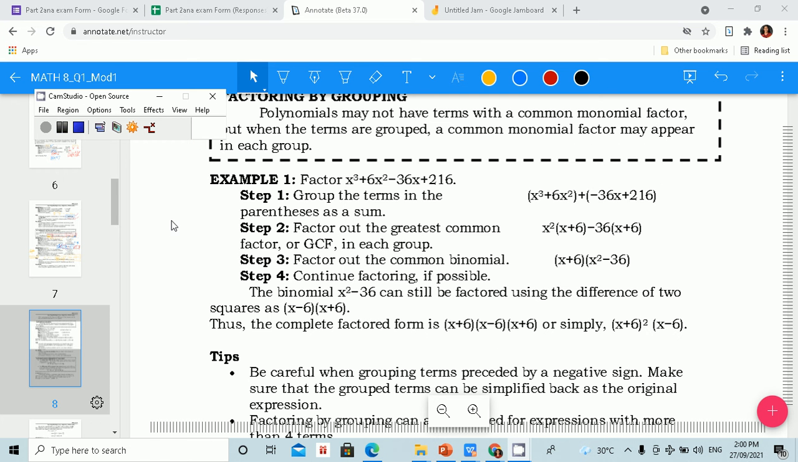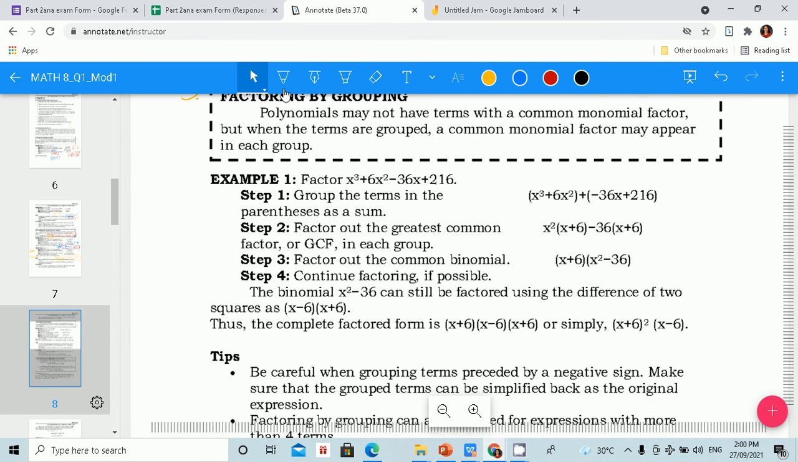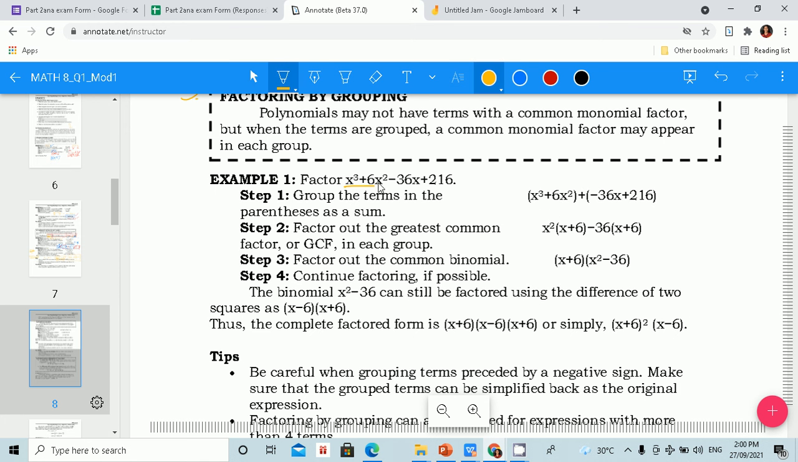Yes, it is divisible by 6. Okay, now, the first thing to do is group the terms in the parentheses as a sum. For example, we have this one: x cubed plus 6x squared minus 36x plus 216. So we are going to group the terms in the parentheses as a sum.